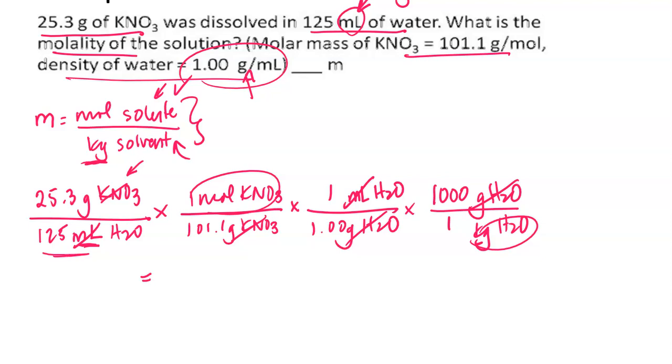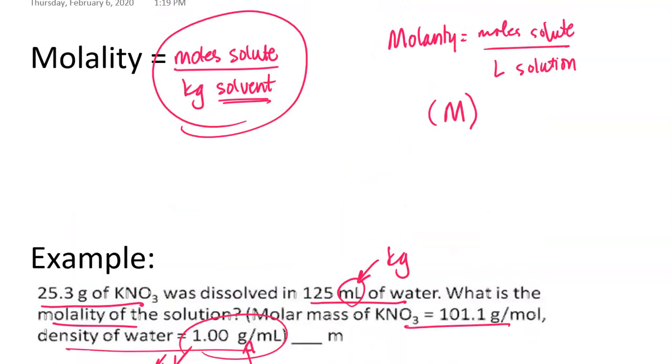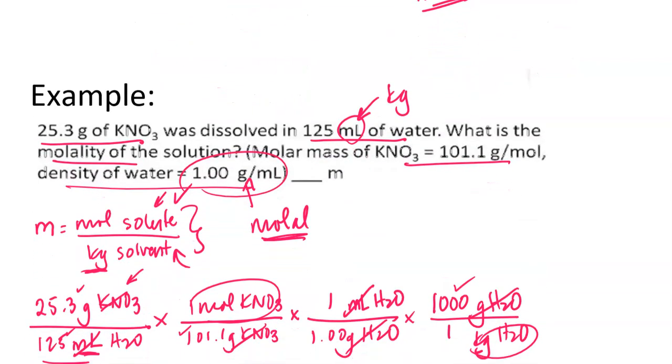If I go ahead and do that math and take 25.3, divide by 125, divide by 101.1, and then multiply by 1,000, I get a concentration of 2.00, and again we say molal. So again, this is molality, and we call that concentration molal, as in molal concentration, comparable to how we would call a solution that has a certain molarity a solution of certain molar concentration.